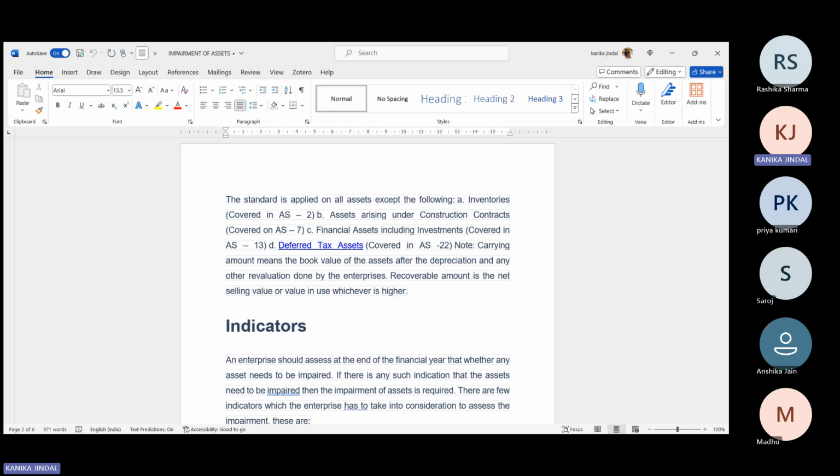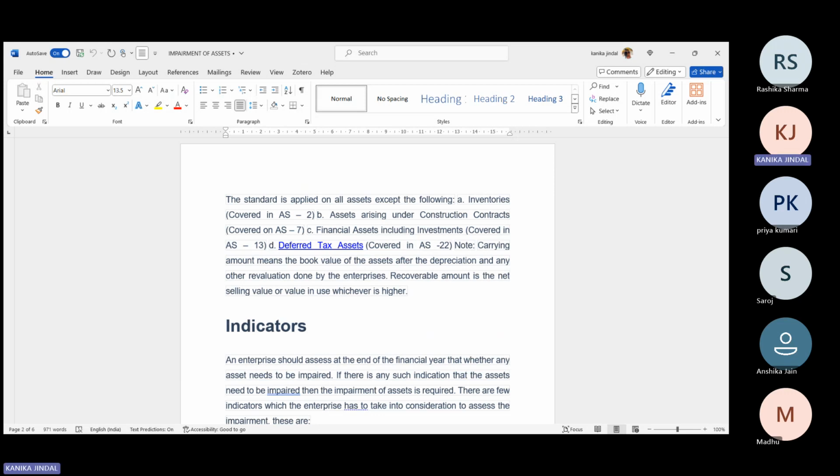This I have explained earlier also, that carrying amount is the value at which the asset is represented in the balance sheet. So this is the book value basically. Recoverable amount is the net selling value or value in use, whichever is higher. So what is the recoverable amount? It is the net selling value or value in use, whichever is higher.